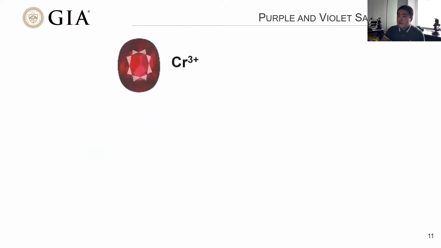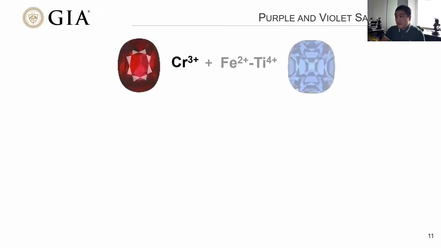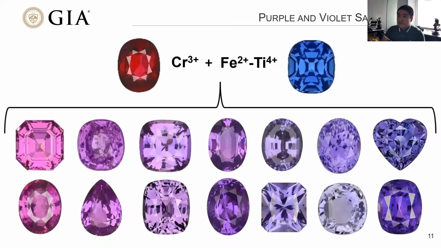Now we know chromium causes red in corundum, while the iron-titanium pair causes blue in corundum. The purple to violet color in corundum is caused by a combination of these two chromophores. Whether the hue is more purplish, violetish, or more reddish depends on the concentration of these two chromophores.